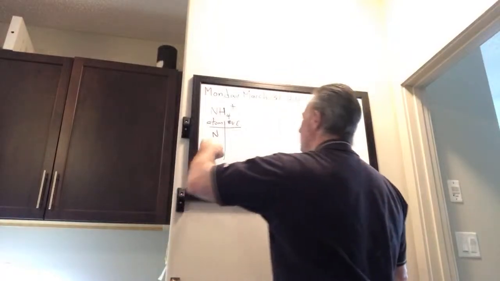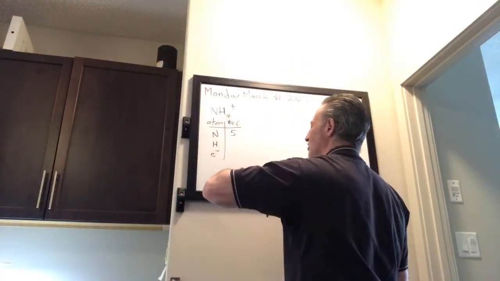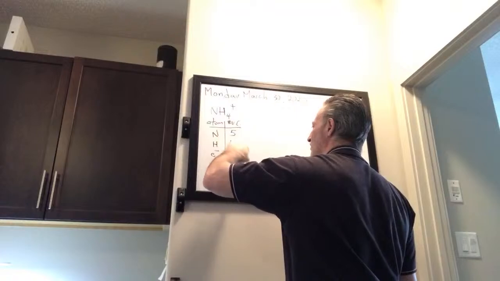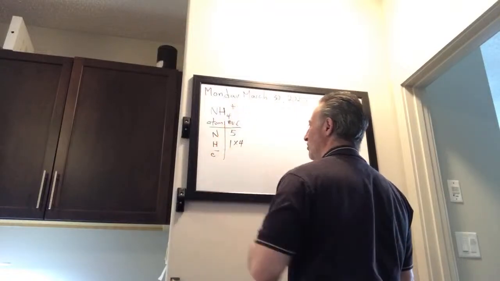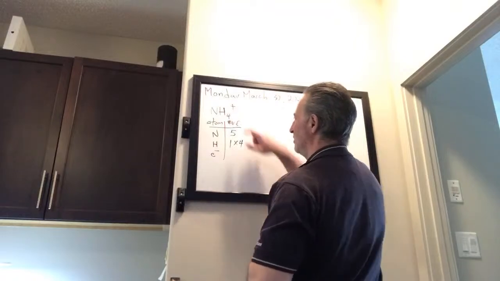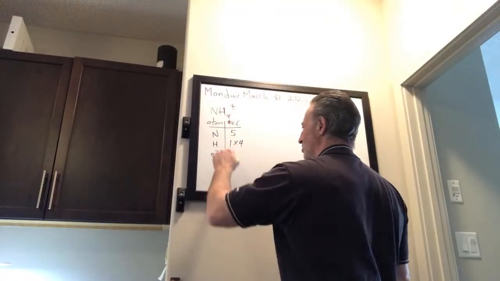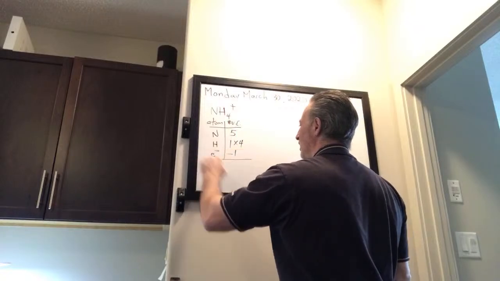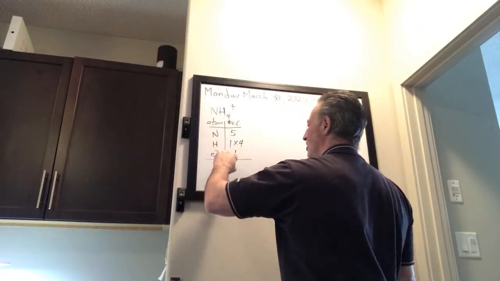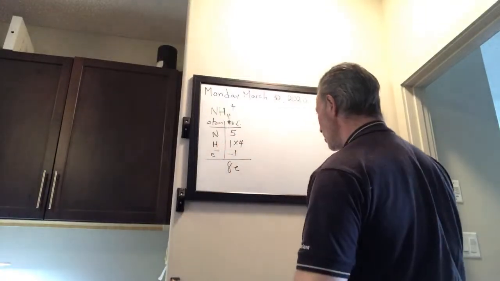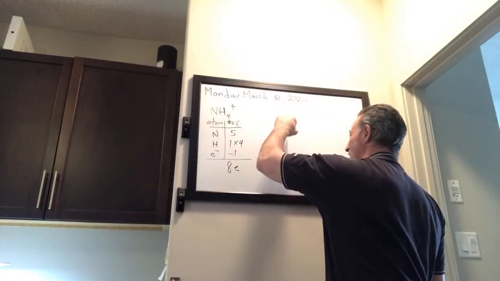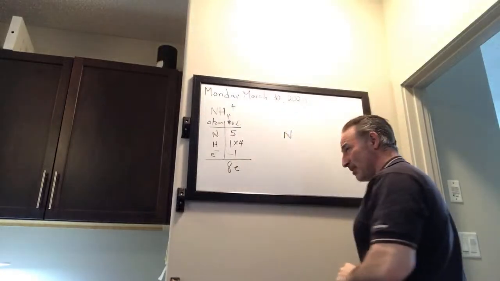So nitrogen has 5 valence electrons. Hydrogen has 1 valence electron, and there are 4 hydrogens in the molecule, and you're missing 1 electron because the molecule has a +1 charge, so we're going to subtract 1 electron. So the total number of electrons in ammonium is 8. 5 plus 4, 9, minus 1 gives you 8. So 8 electrons have to be accounted for in the structure of ammonium.